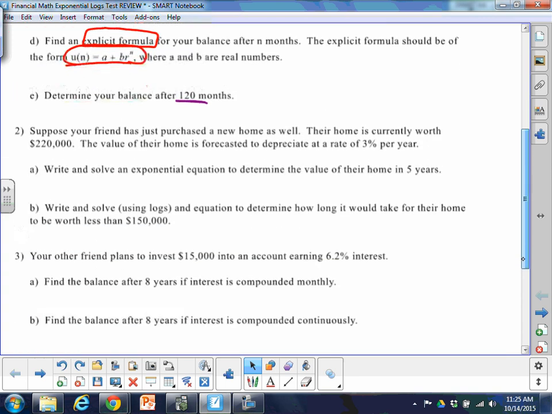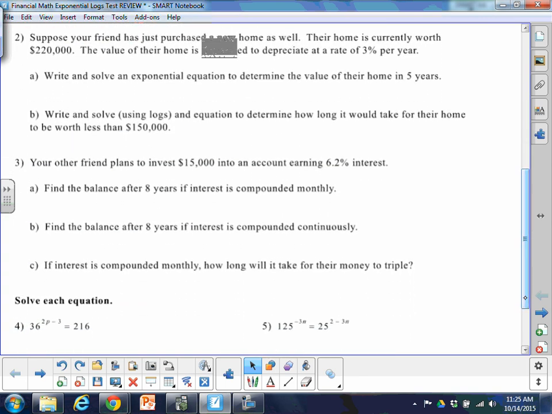Okay, so a lot of work there. But again, just try and slow it down. I mean, there's really only two things going on. You're adding your interest and you're making a payment. Okay. All right, number two.